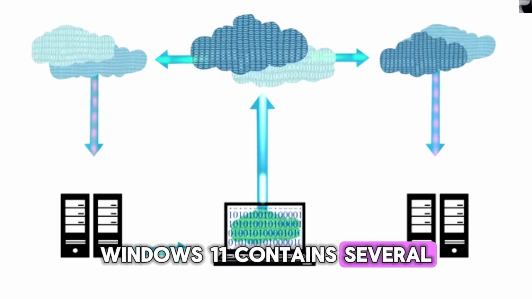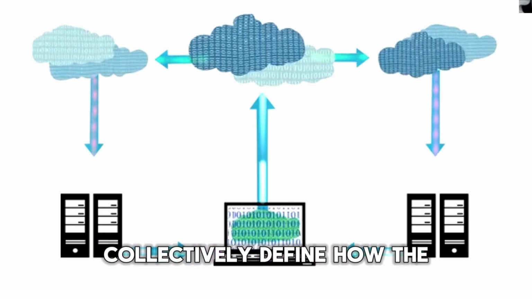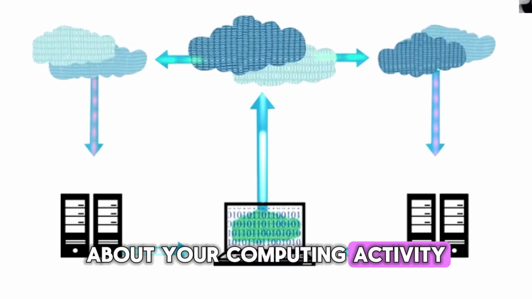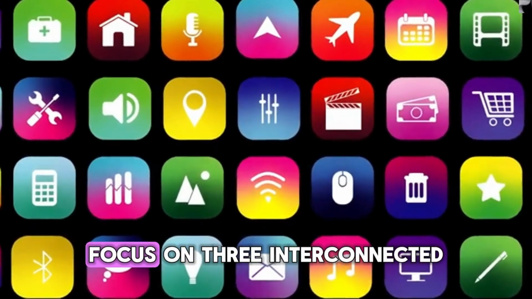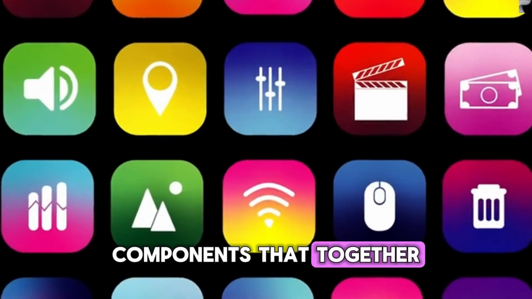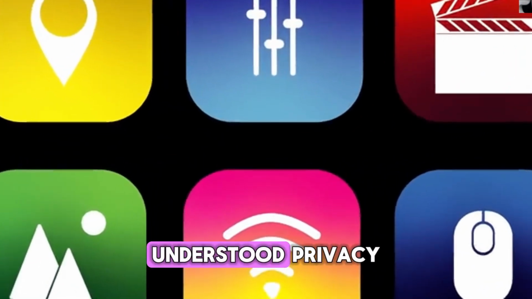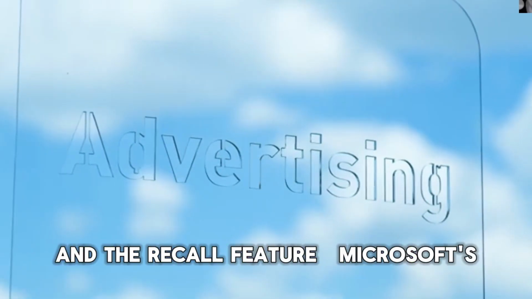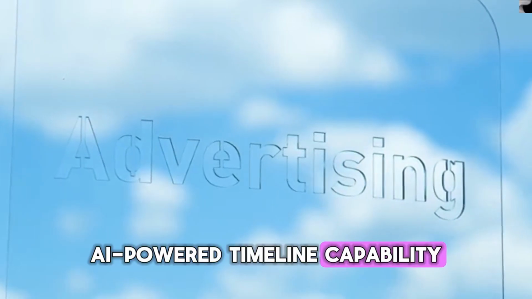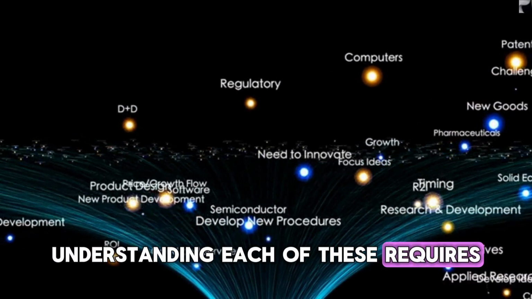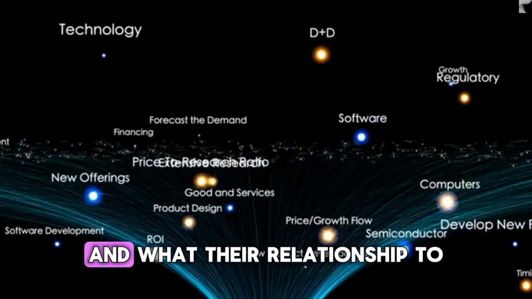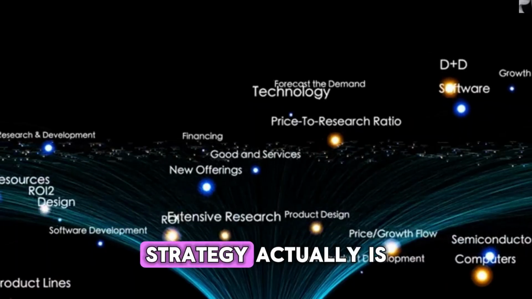Windows 11 contains several background systems that collectively define how the operating system observes, records, and transmits information about your computing activity. For the purposes of this examination, we are going to focus on three interconnected components that together represent the most substantive and least understood privacy considerations in the current Windows experience: the advertising ID, the activity history and telemetry system, and the Recall feature, Microsoft's AI-powered timeline capability. Understanding each of these requires understanding not just what they do, but why they were built, how they function technically, and what their relationship to Microsoft's broader platform strategy actually is.